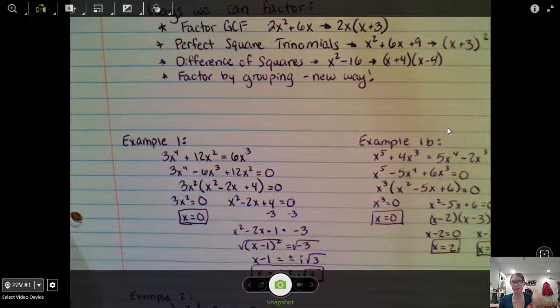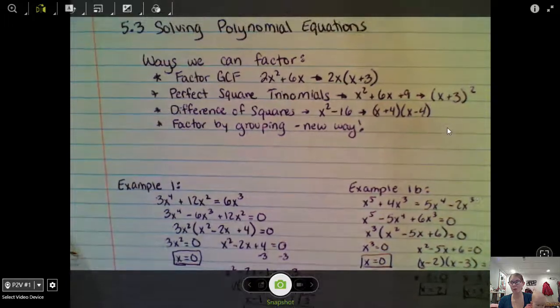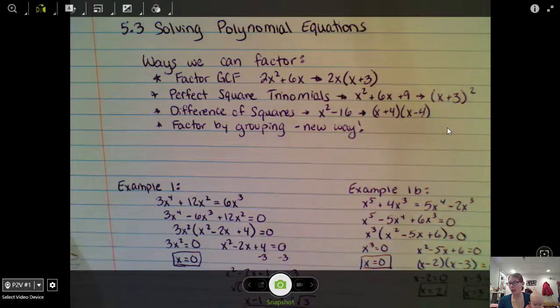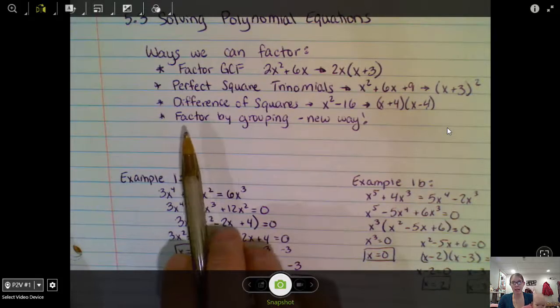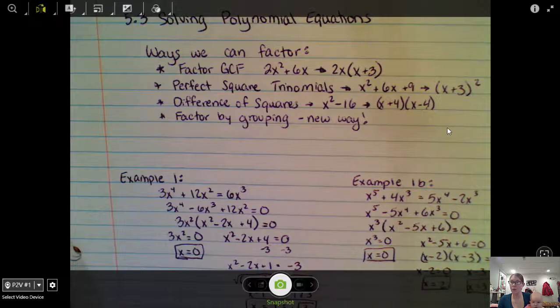Okay, for our second type of problem we're going to look at in this section, we're going to use an old strategy, but in a new way. When we factored, one of the other strategies that I added here was factoring by grouping, but we're going to factor by grouping in a new way.